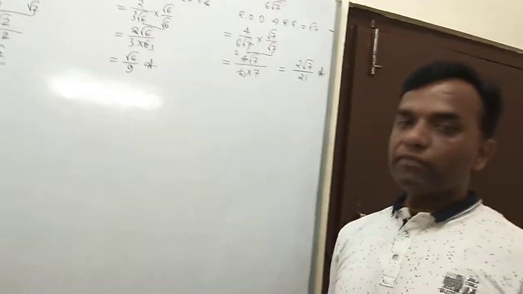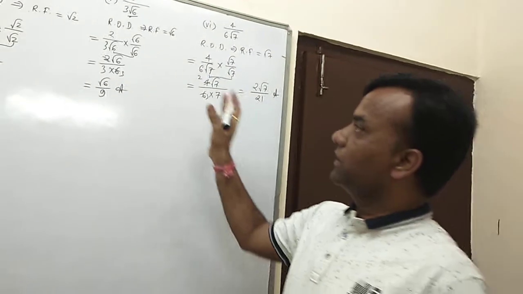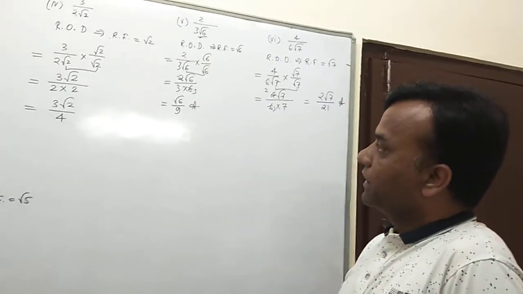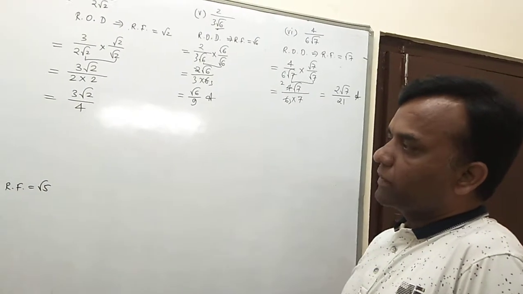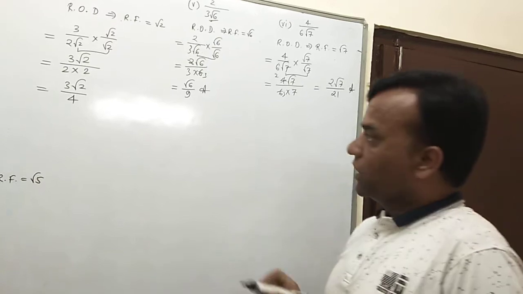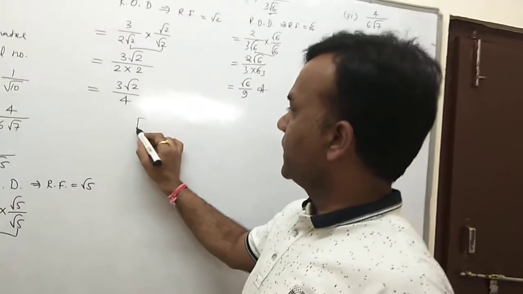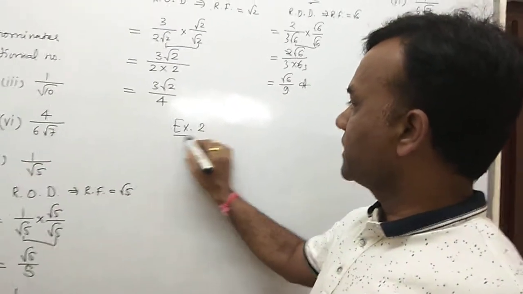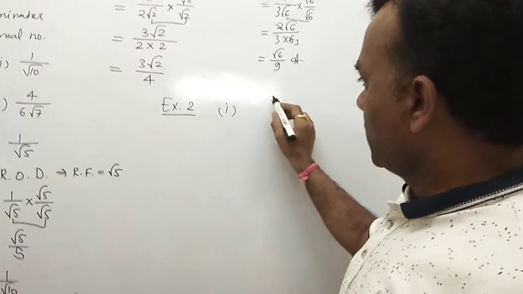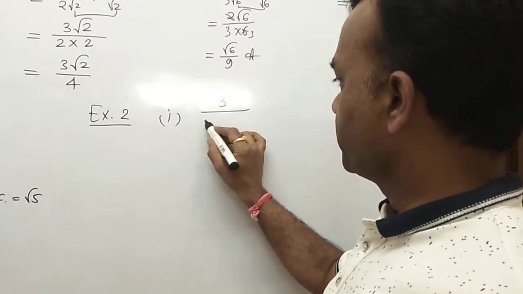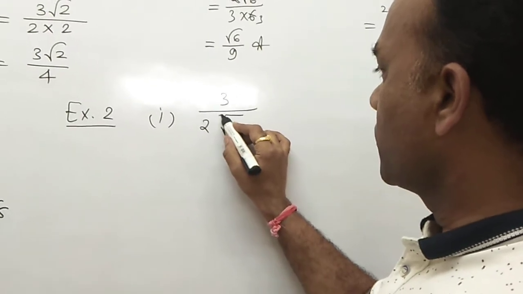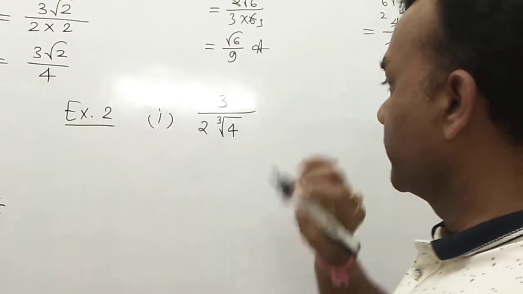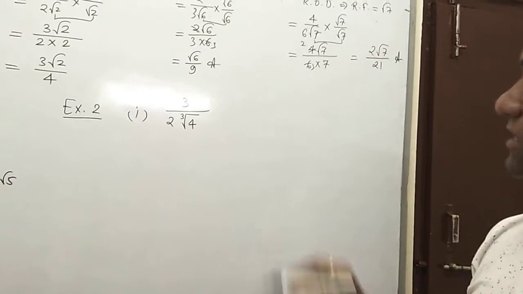So how you start with the questions depends on the numbers and their powers. One more example we illustrate here. These were questions related to only the power 1 by 2. Now we discuss another variety of questions, like 3 by 2, and now here we have the cube root of 4. Okay, now what is the rationalizing factor for this?